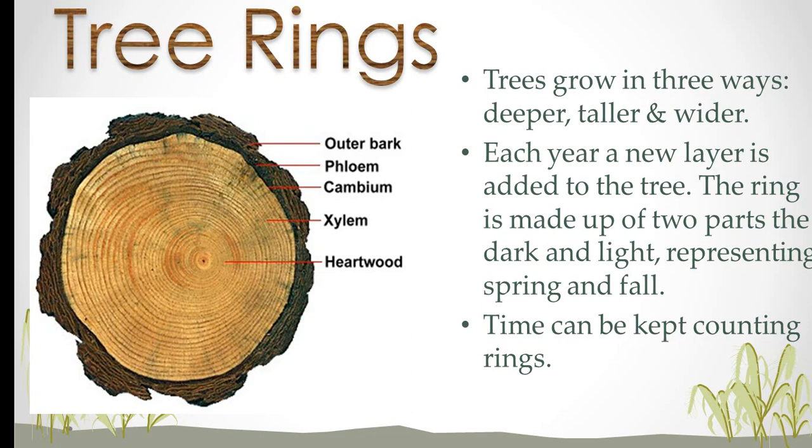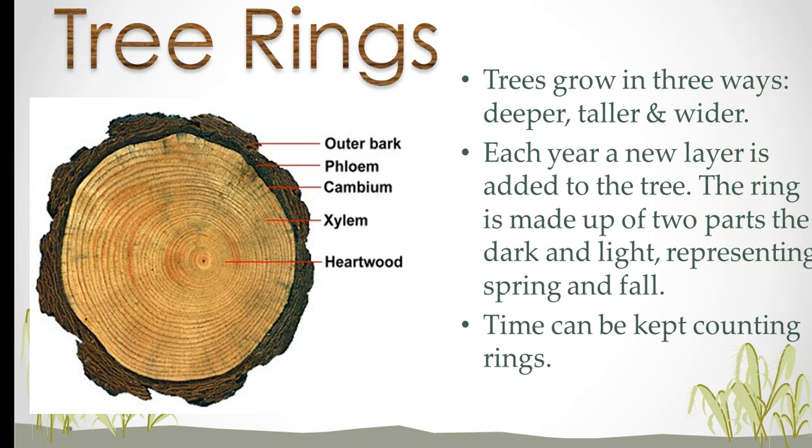Each year a new layer is added to the tree. Now it's made up of two parts. It's a dark and a light part that makes up a ring. So you can see the dark part and the light part. I know my pointer is not great for this kind of thing right here, but look at the white part of the pointer, the arrow, the dark part and the light part right here. And that tells you that it was 1 year.